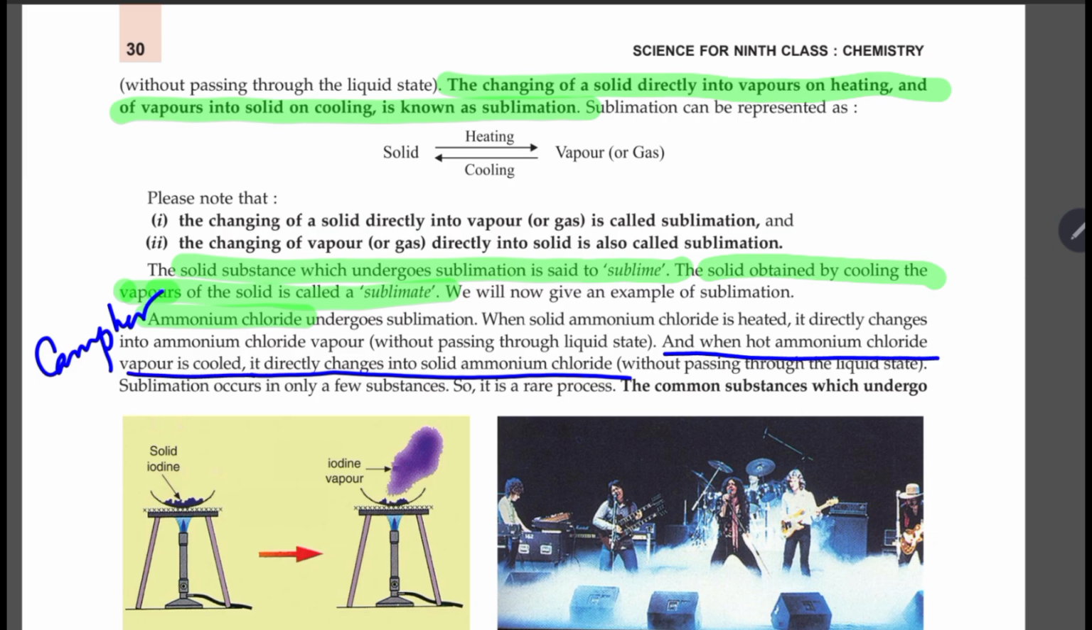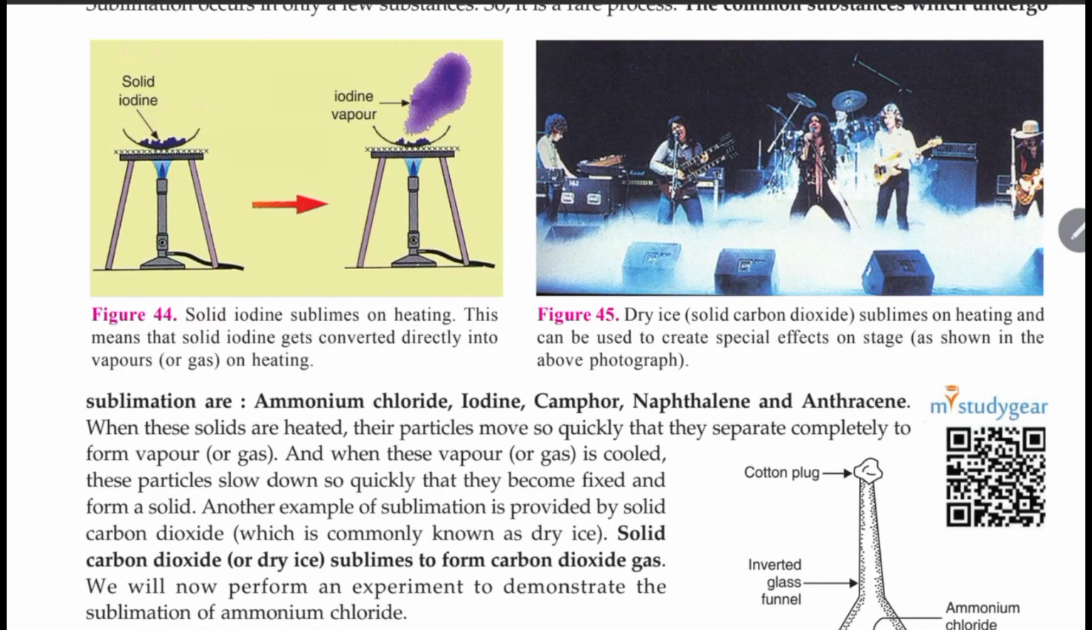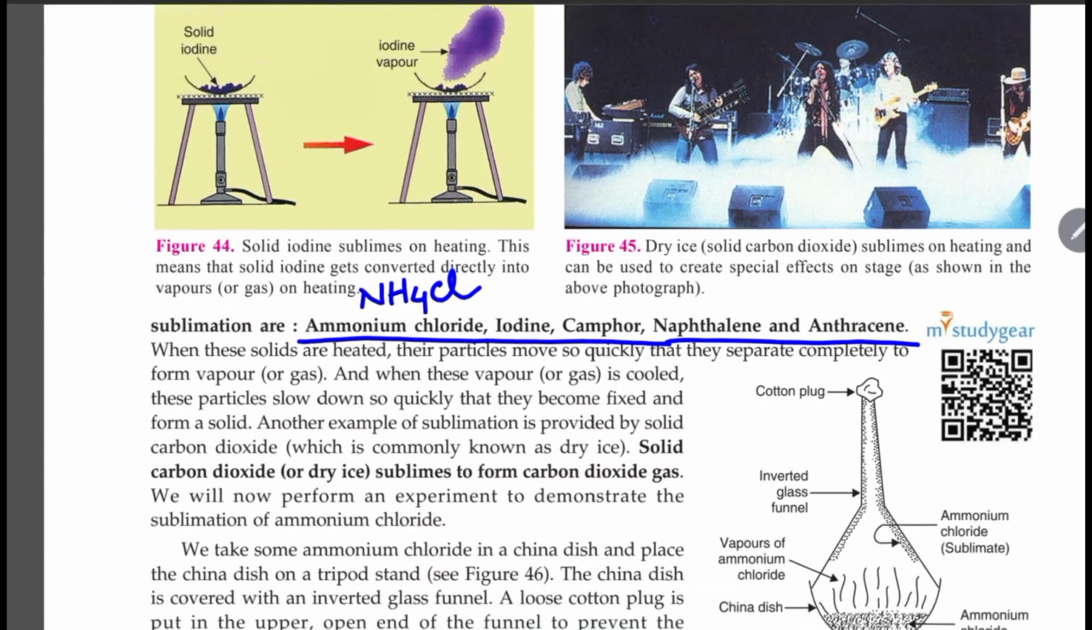Okay, so this is not a very common process, it is a rare process. The common substances which undergo sublimation are what? They are ammonium chloride. What is the formula of ammonium chloride? NH4Cl is ammonium chloride. Iodine vapors are also sublimable. Camphor is sublimable. Naphthalene and anthracene are sublimable. Naphthalene balls, if you keep them, you will see after many days they have become smaller in size. Where did it go? It has gone to the vapor phase.